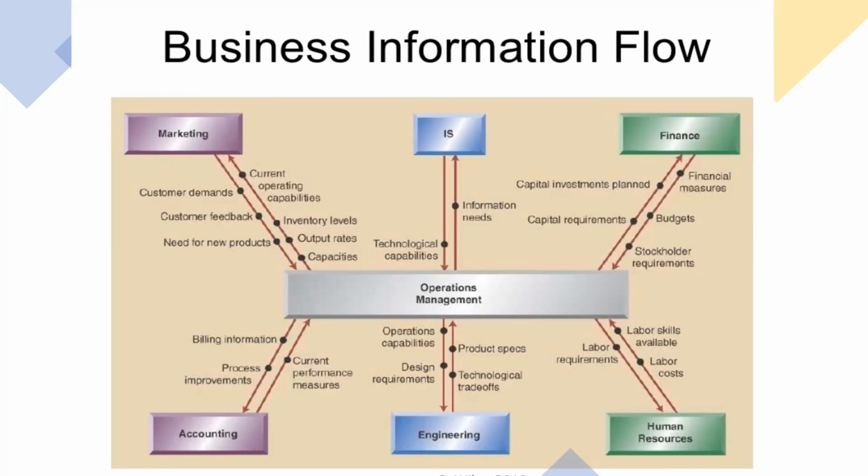And the main functions of operational management, as I previously told you, are planning, controlling, and coordinating with other departments. So you can see operational management is in the middle, and it needs to contact finance, marketing, accounting, engineering, human resources, and IS, information systems, to make sure that all the moves of the company are going in the right direction.